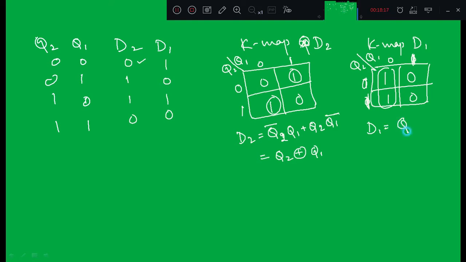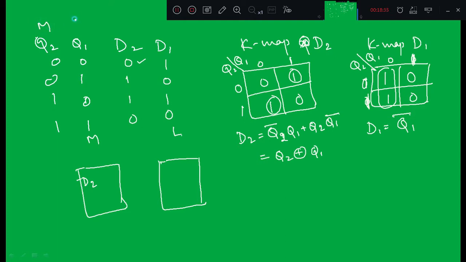It is Q1 bar. So now I need to draw two flip-flops, right? The first one I'll take for MSB, the next one is LSB. So which is MSB here? Q2 is MSB, Q1 is LSB. So the input for Q2 is D2, and the input for Q1 is D1, right? I have outputs Q2, Q2 bar, and Q1, Q1 bar.